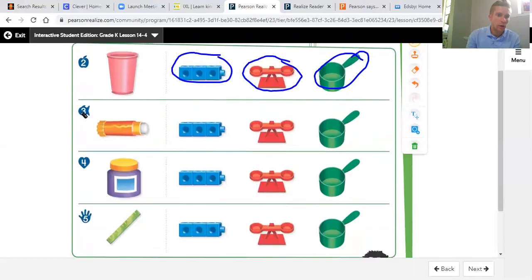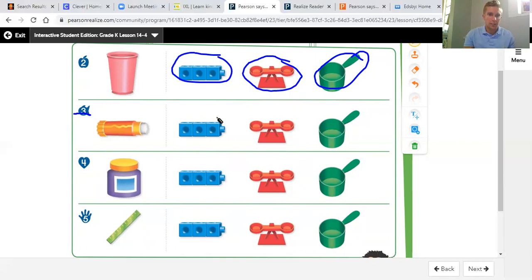So now we're gonna do the glue stick here, okay? Can we measure how long it is? If yes, you circle this. Can we measure how heavy it is? Can we measure how much it holds? Circle the ones that you think we can do. I'm going to tell you on this one, there's two answers.